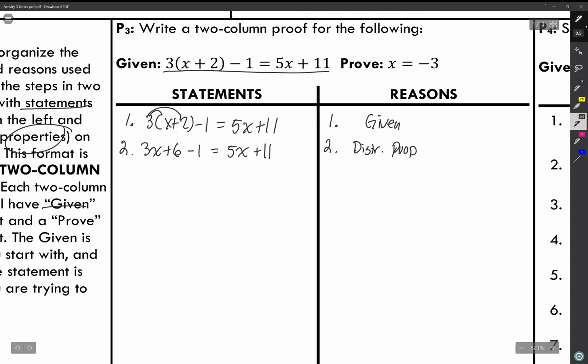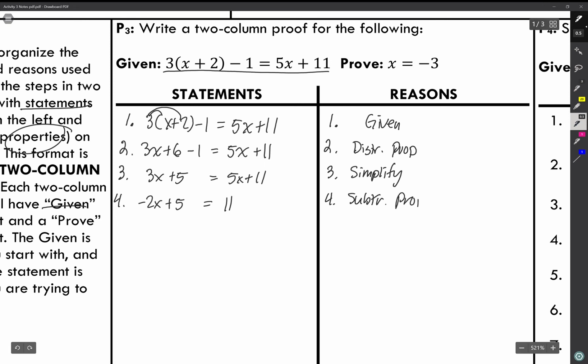Okay, so I want to clean up this equation now, so let's do that. 6 minus 1 gives me 5, so this will be 3x plus 5 is equal to 5x plus 11. And remember, when we just clean it up, this is by the simplify. Okay. So how about I subtract 5x from both sides? If I do that, 3x minus 5x gives me negative 2x plus 5 is equal to 11. So if I'm subtracting the same thing from both sides, that's just by the subtraction property.